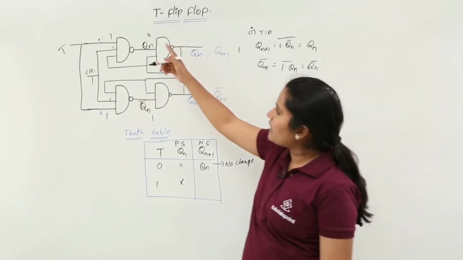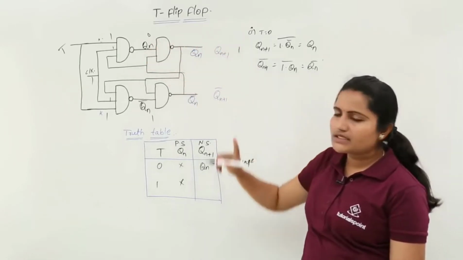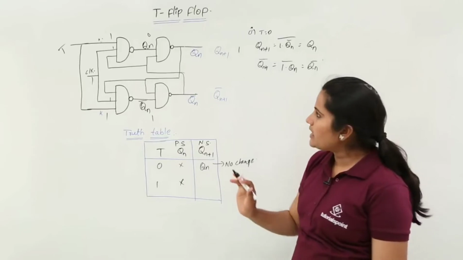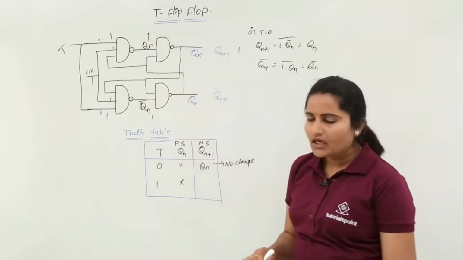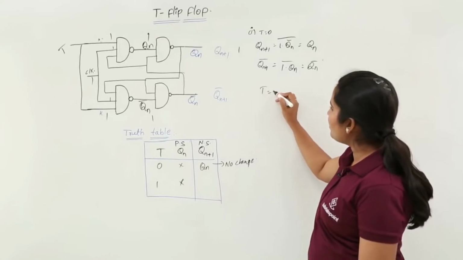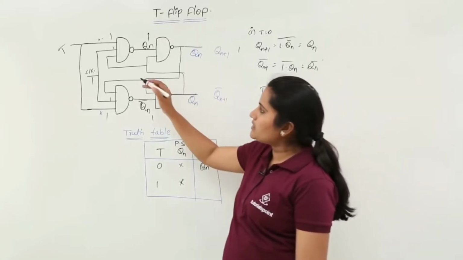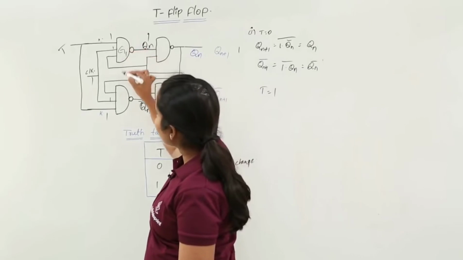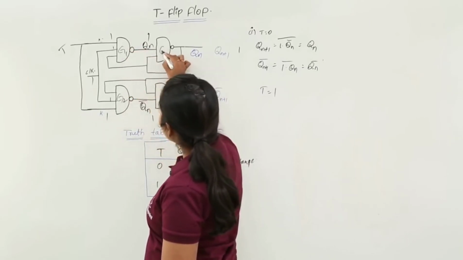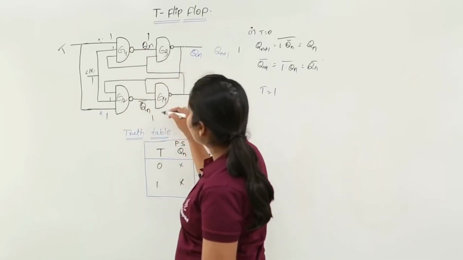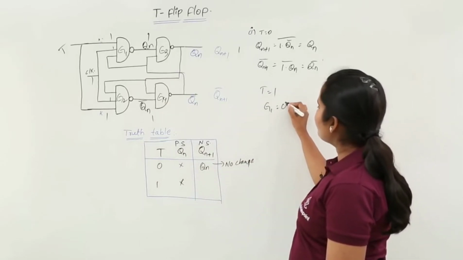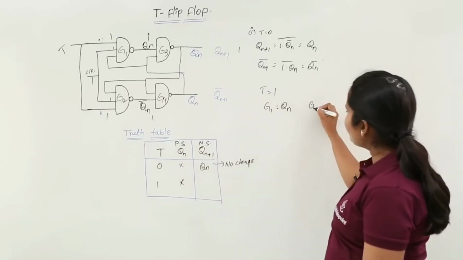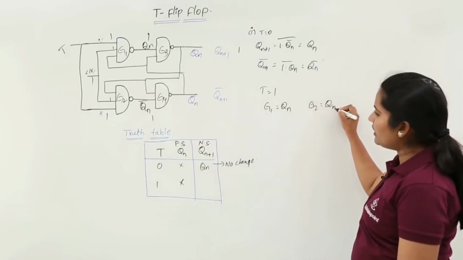So whenever you are having 0, you are getting 1 as Qn plus 1. For example, Qn is equivalent to 1, you can consider here. In this case, when t is equal to 1, after processing, consider these gates G1, G2, G3 and G4. So my G1 output is equivalent to Qn and G2 output you are having Qn bar.